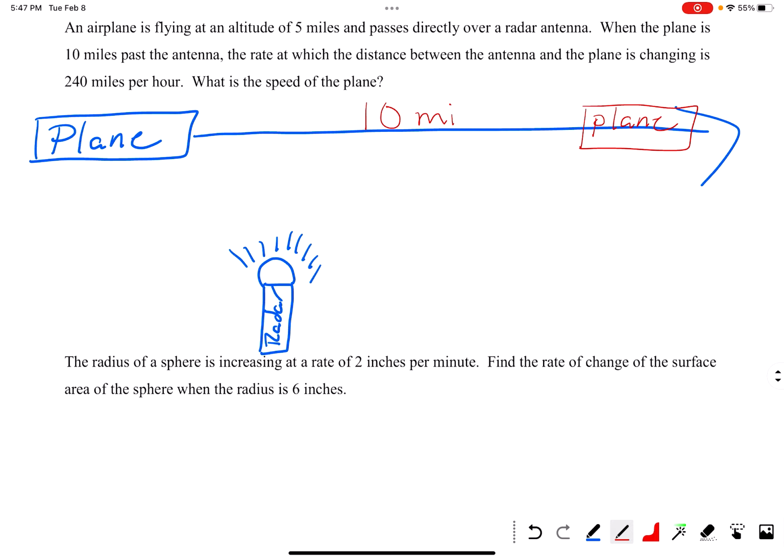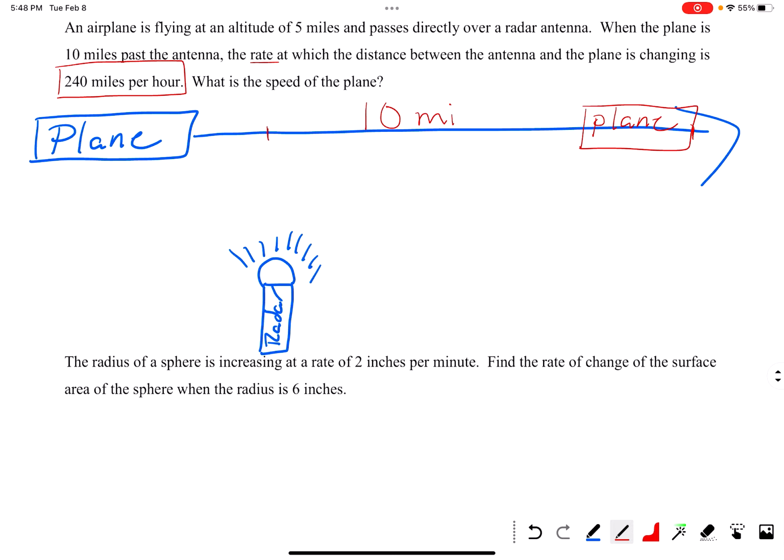All right, when it's 10 miles away, I need to know the speed. That's essentially what we're doing. I want to know, once the plane and the antenna are 10 miles apart, how fast is that plane going? The other piece of information that we need is this right here, this 240 miles per hour. Okay. Now let's think about what that particular rate is representing.